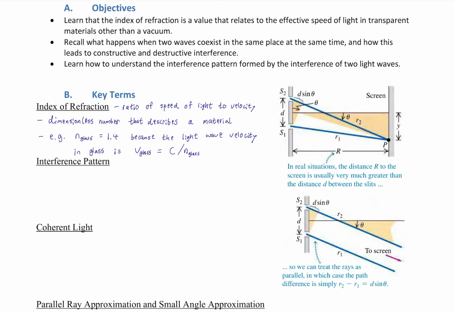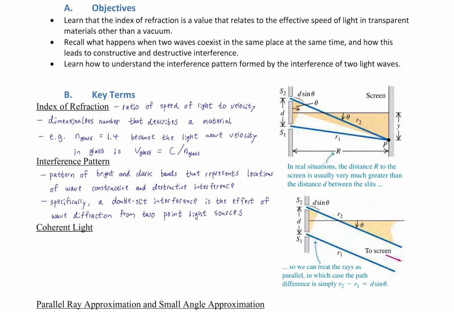Now on to the main concept about interference, which is the superposition of waves, okay? So an interference pattern is a pattern of bright and dark bands, which are often called fringes, that represent locations of wave constructive and destructive interference, okay? Constructive or destructive. Specifically, a double slit interference is the effect of wave diffraction from two-point light sources. So two light sources that then have waves that spread out in all directions.